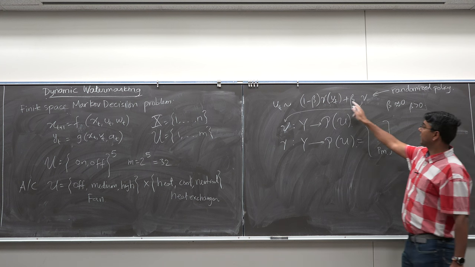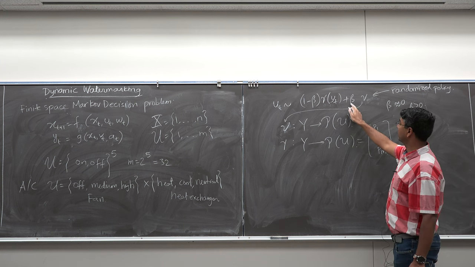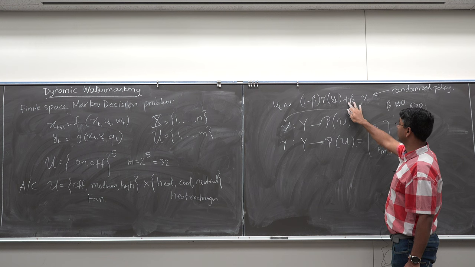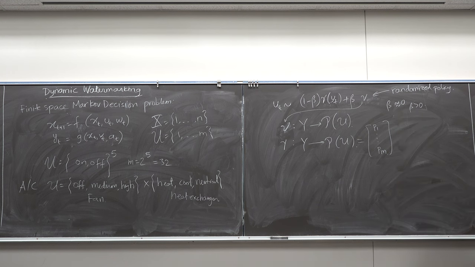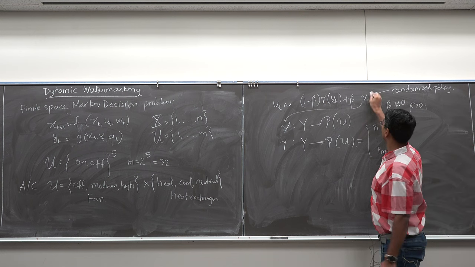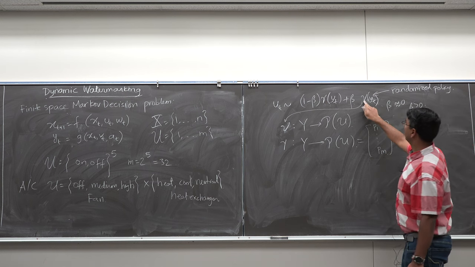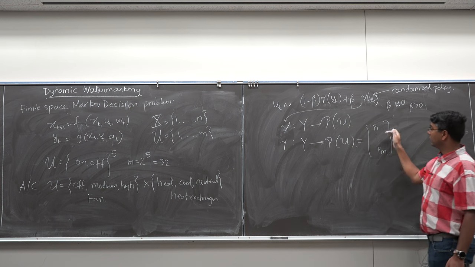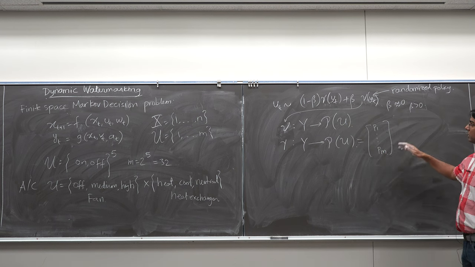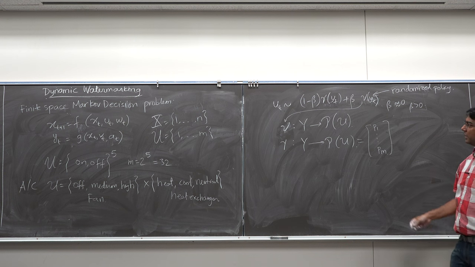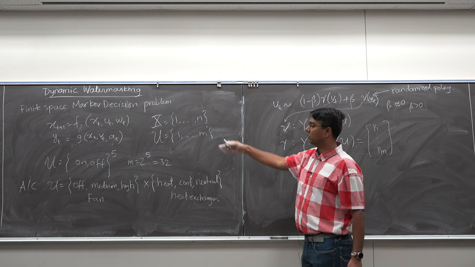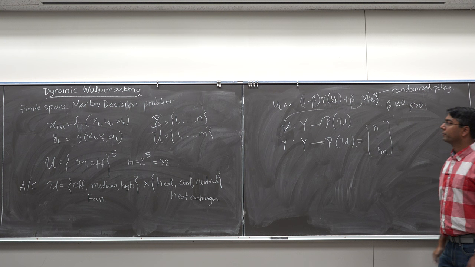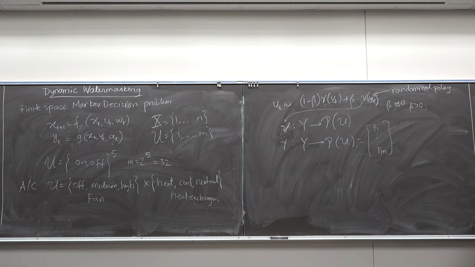So what you're doing is just adding two vectors, where beta is like the weight of how much each policy is weighed. So you have nu, which is a vector at Y_t, and gamma, which is a vector at Y_t, and you're just mixing the two. You get a probability distribution, and you use that probability distribution to generate your action, and that is the action you implement on the system. So that's dynamic watermarking in the context of finite Markov decision problems.